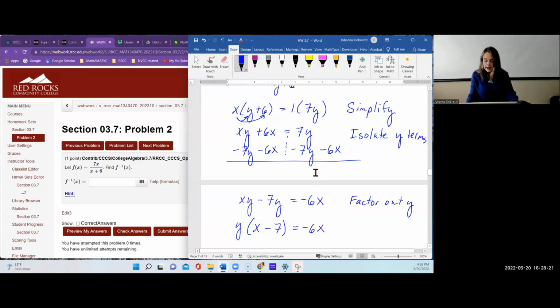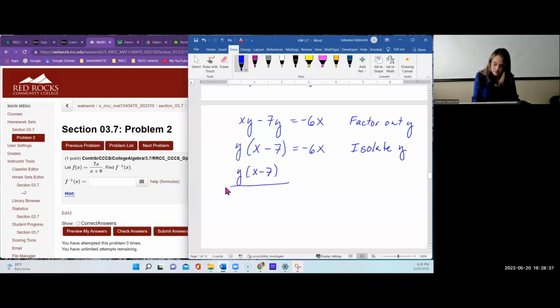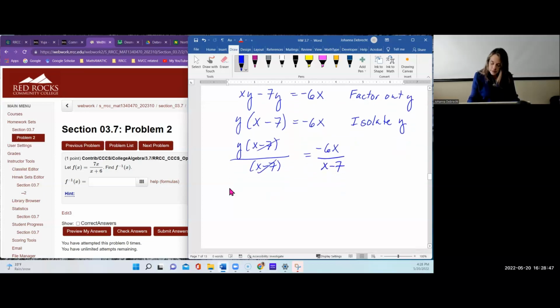After I've factored the y out, then I want to divide by the binomial factor, the group factor, x minus 7. This is going to let me isolate y on one side by itself. When I simplify to get to the next step, I have simply that y is equal to negative 6x divided by x minus 7. Now, because I know that the original was 1-to-1, I can replace the y with inverse function notation. Come over here, make sure you know what the name is.